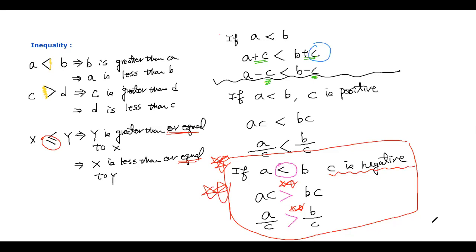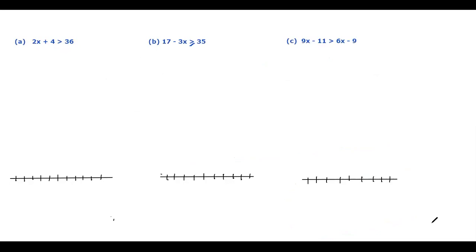Let's take a look. Okay, so this is 2x plus 4 greater than 36. Remember, whatever the sign is opening to, in here this sign is opening to here. So that's how we read 2x plus 4 greater than 36. So how do I solve this? Just like we solve the equation, right? We want to keep the x on one side and move the number to the other. So first I would subtract 4, minus 4.